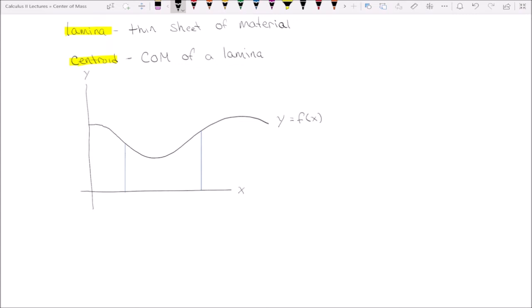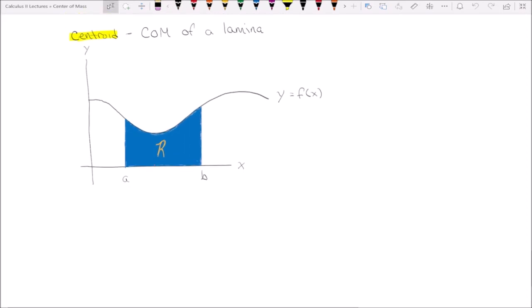Right, so it's going to go from A to B. Right, so we consider this region to be our lamina. Call that region R. Right, so we need to find 3 things, right? We need to find the mass of the lamina. We need to find the 2 moments of the lamina.